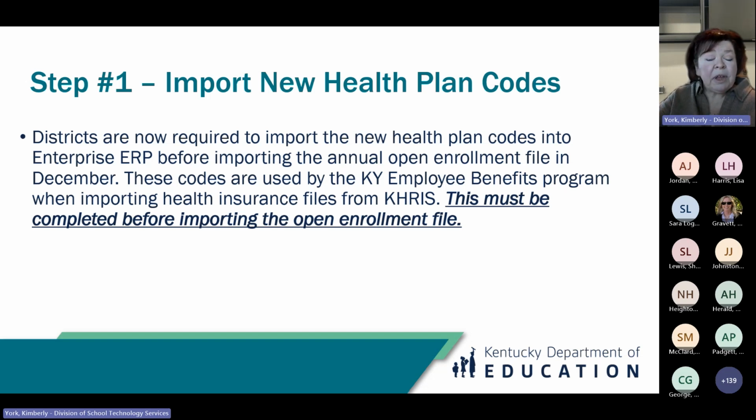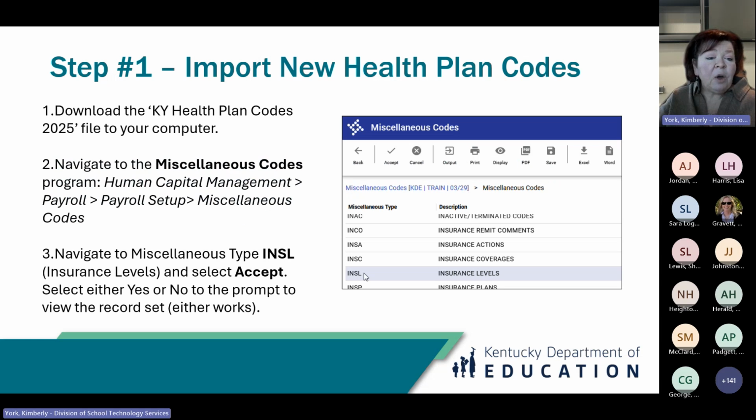The plan codes were attached to the reminder this morning as well. You'll download the Kentucky Health Plan Codes 2025 file to your computer. You'll navigate to the miscellaneous codes, and this is your path to the miscellaneous codes. You'll navigate to the type INSL, and you'll see that it's highlighted in gray in the screenshot. You'll select accept and select either yes or no to the prompt to view the record set.